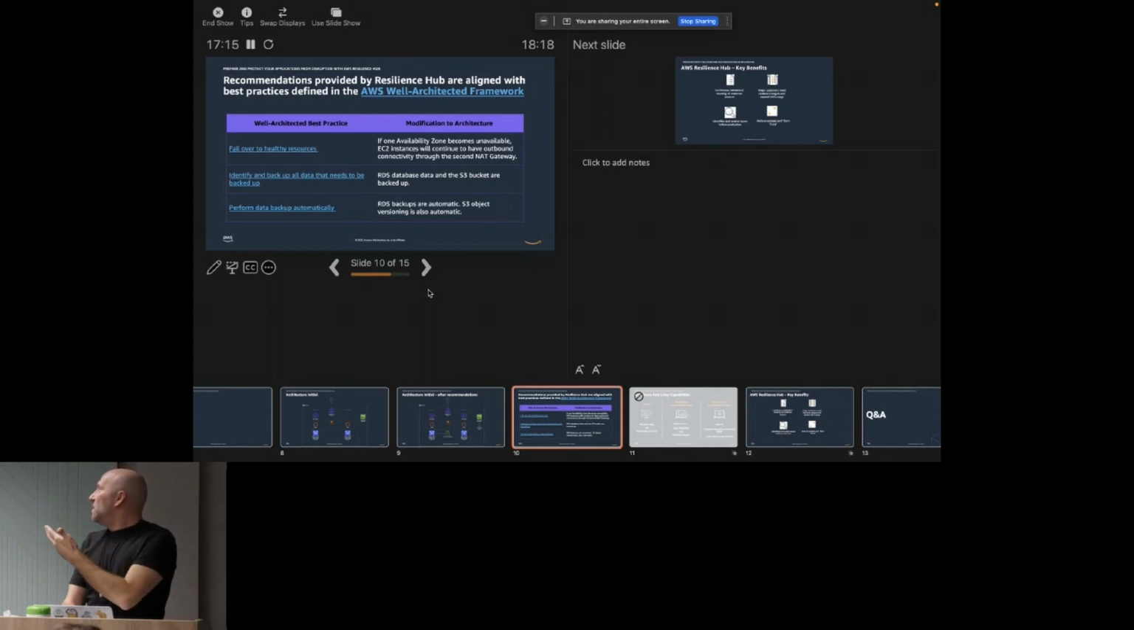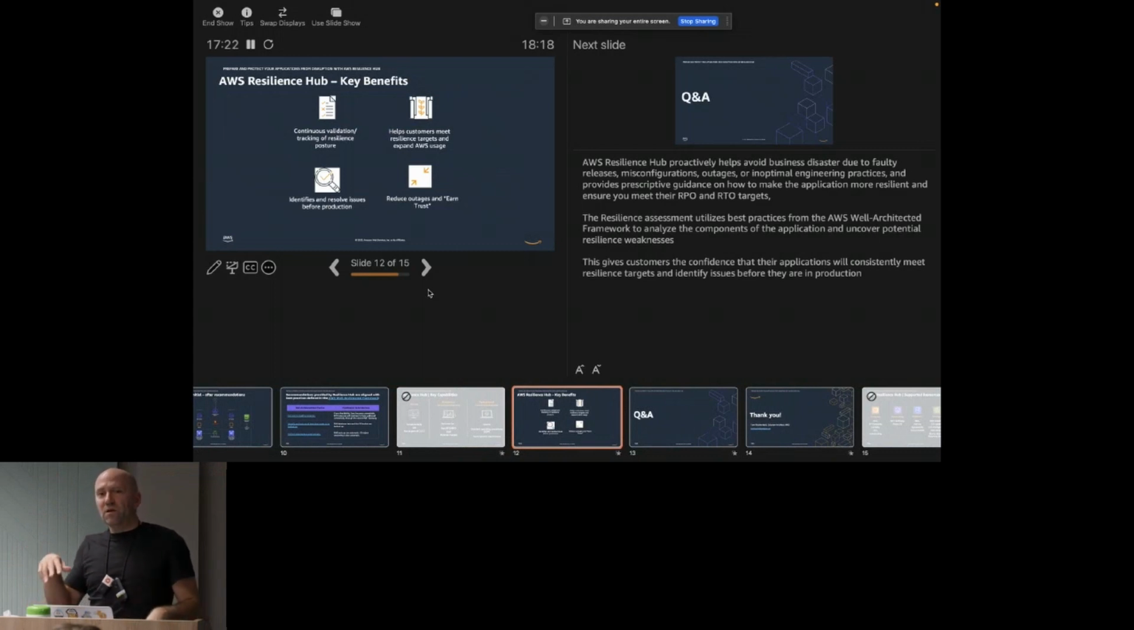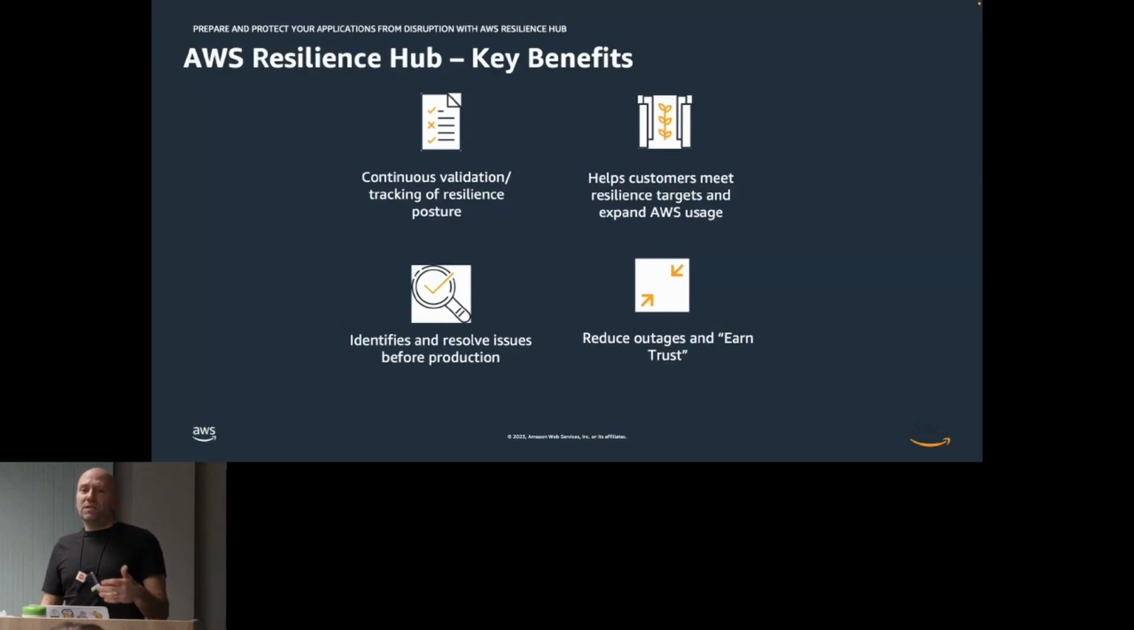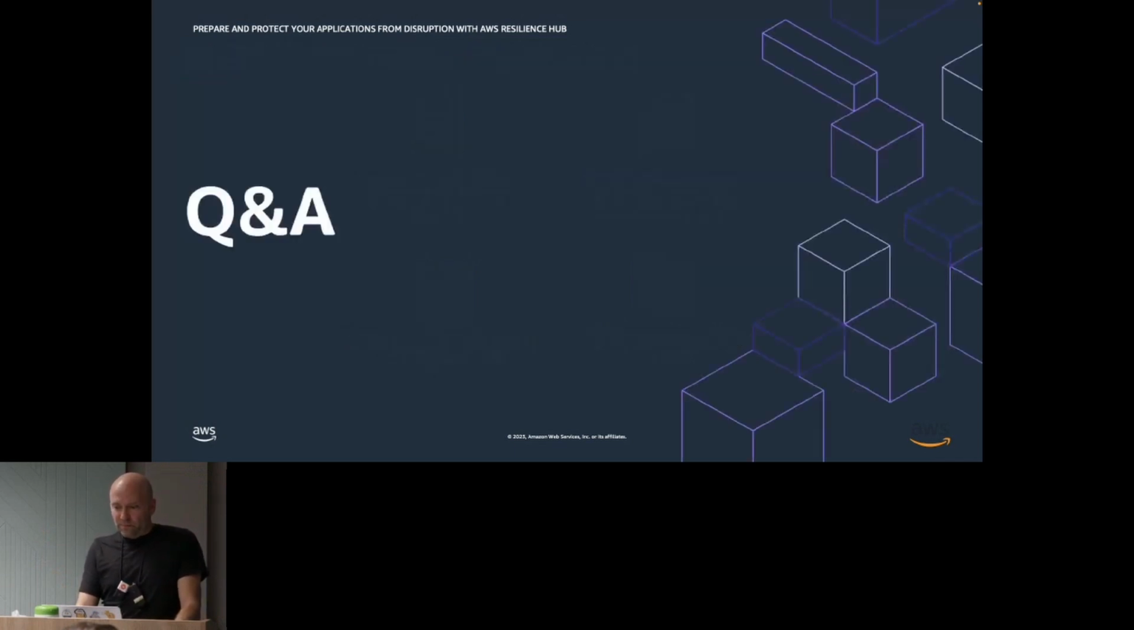So Resilience Hub can help you at least to automate this, with continuous validation and tracking of your resilience. If you integrate this into your CI/CD pipeline, you will prevent some misconfiguration, and prevent some failure in the software from propagating to your next stage, or in the worst case, to production. So you can reduce outages, of course. And that would be it.